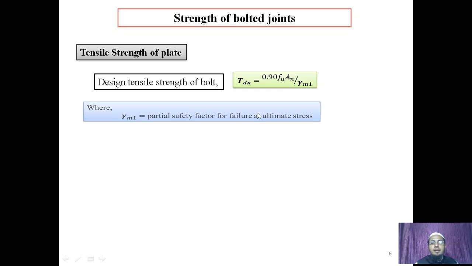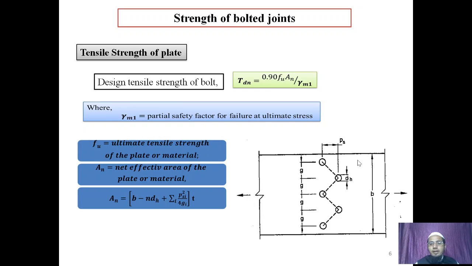Suppose there is a plate, here you can see there is a plate which is bolted in zigzag manner. So if we have to find the net area at this section where the three bolts are held, the net area of the plate at this section will be this total gross area minus this diameter of holes. It will give the net area of the plate.